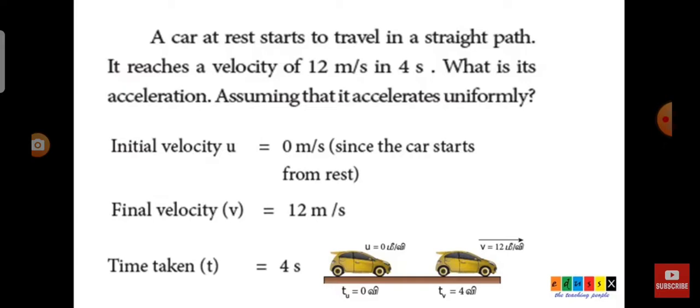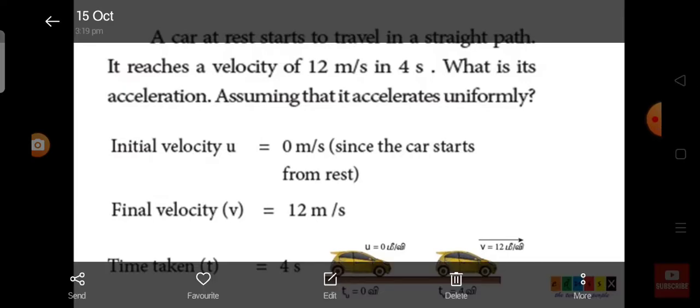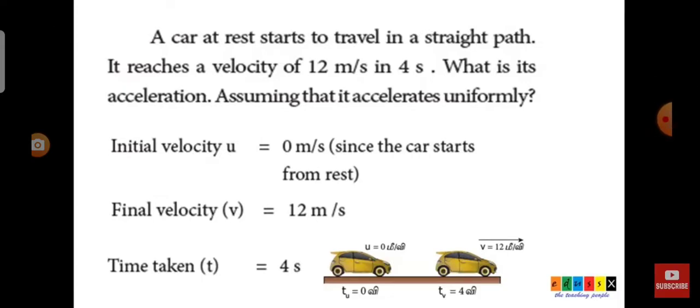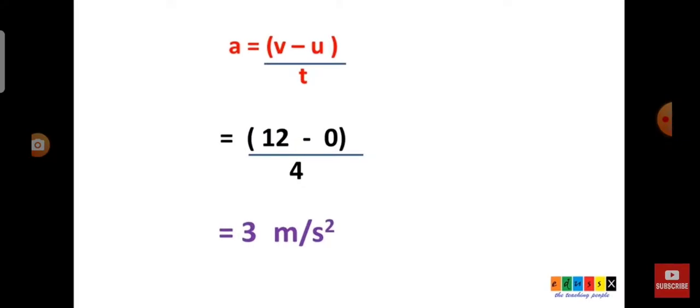Initial velocity u equals 0 meter per second, and the final velocity that is given is 12 meters per second. The time taken is 4 seconds. So the formula a equals v minus u by t, that is equal to 12 minus 0 by 4. The answer is 3 meters per second square.